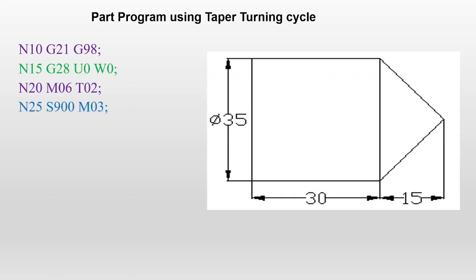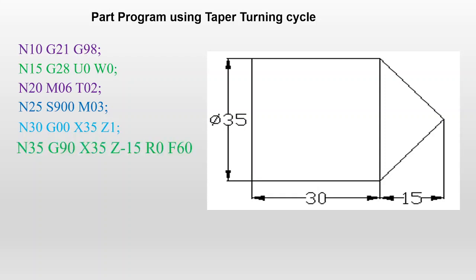After changing the tool, we can set the spindle speed and start rotating the spindle in the clockwise direction, that is S900 M03. Then the tool will enter from the reference point to the tool entry point. This movement is a rapid movement, so we assign G00 X35 Z1. Exactly on the top of the workpiece, just 1 mm in front of the workpiece, the tool will come and stay. That is point 1. Next, the tool is moving from point 1 to point 2.